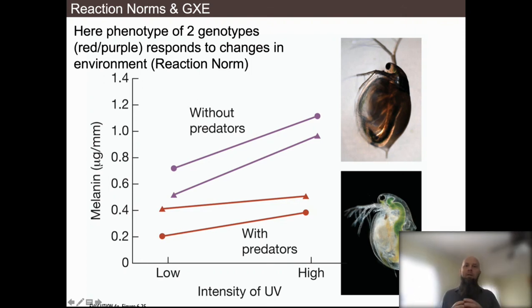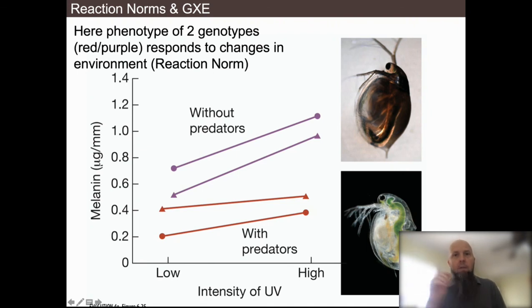So if there is a difference in the phenotype depending on the environment, right? So any one of these lines, just look at one of these lines. Each one of those lines illustrates a genotype by environment interaction, okay? Any one of these genotypes responds differently under high UV light. Okay, that's the genotype by environment interaction.